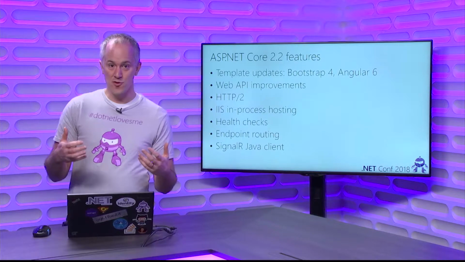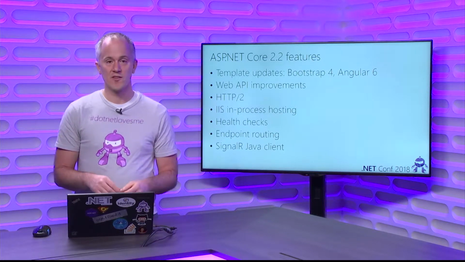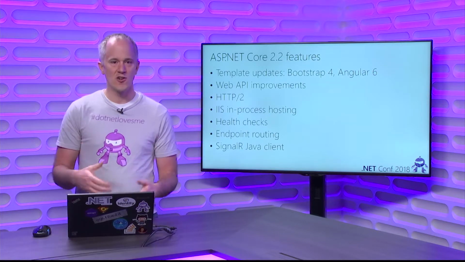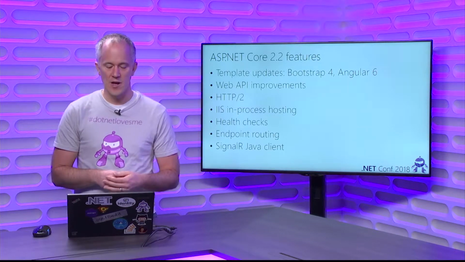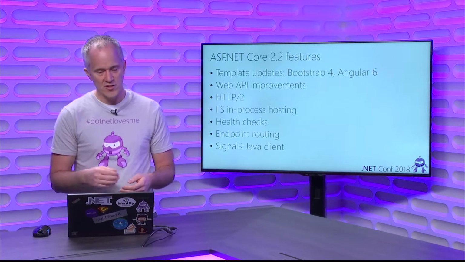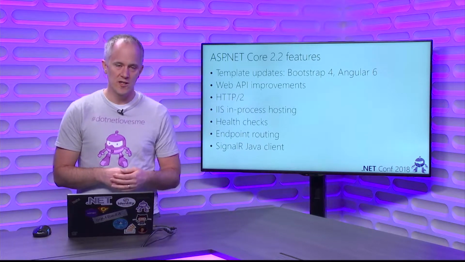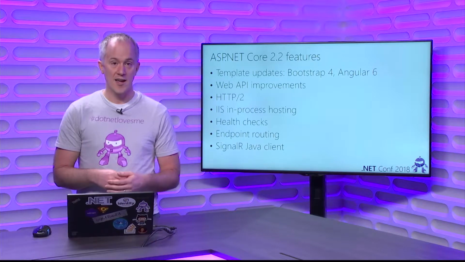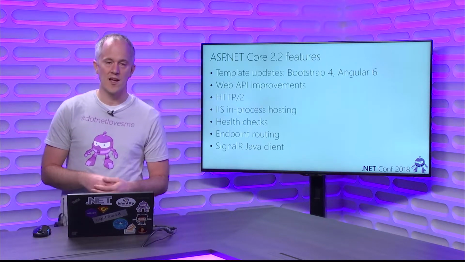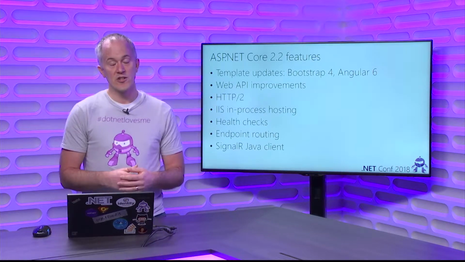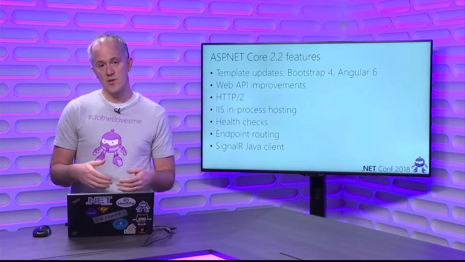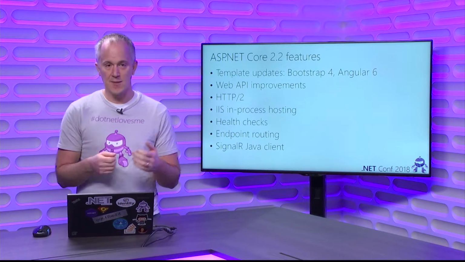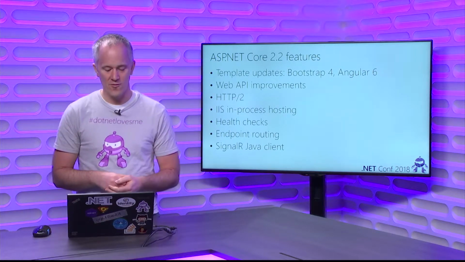Web API improvements is the big theme for this release. For 2.2, we really want to make API and service development easier and better. We'll talk more in detail about that in just a second. Other new features, we've added support for HTTP/2 into Kestrel. We've added an in-process hosting model for IIS to have much better performance and reliability. We've integrated a health checks framework into ASP.NET Core in this release so that you can make sure that your APIs and apps are live and ready for traffic.